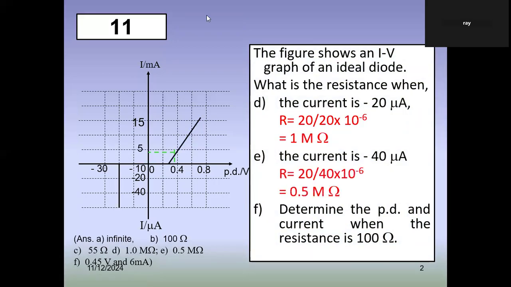Whereas for this, the reverse bias, 20 microampere is here. Usually we won't bother about it. That one is 1 mega ohm, this one is microampere. The M is mega ohm. So depending on where you read it, the current is very small and the resistance is very high.